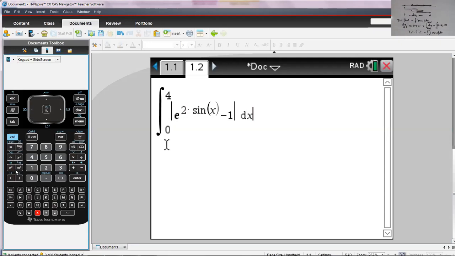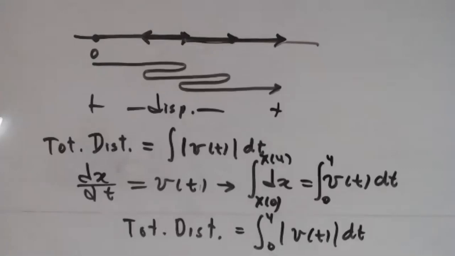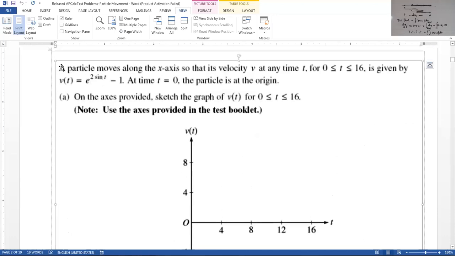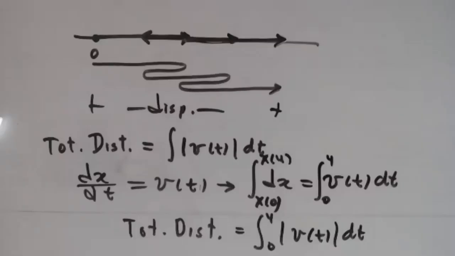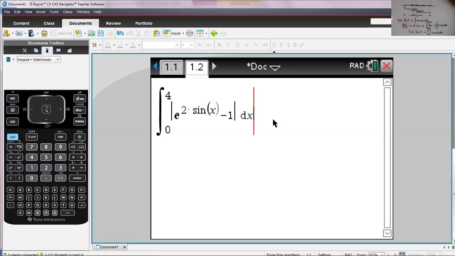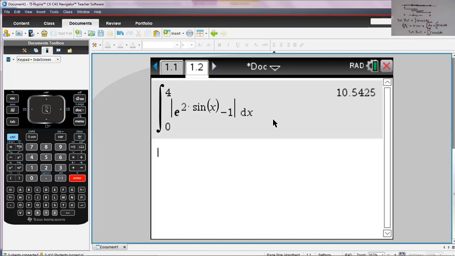So that's what we have to write in the calculator. You see, if you remember, it's the same formula. Let me put the book right here. Let me go back here, stop share. It's our formula we have here in our paper, except with the absolute value. Now go back again to the calculator. We write the equation, we press enter, and we determine that it's 10.5425, correct?